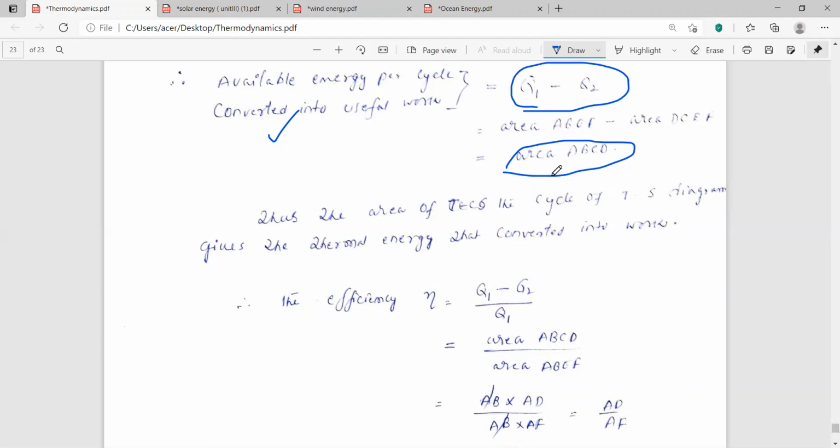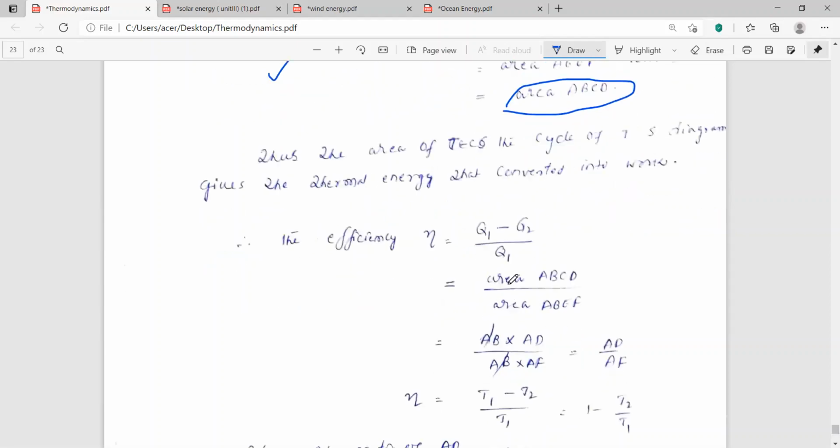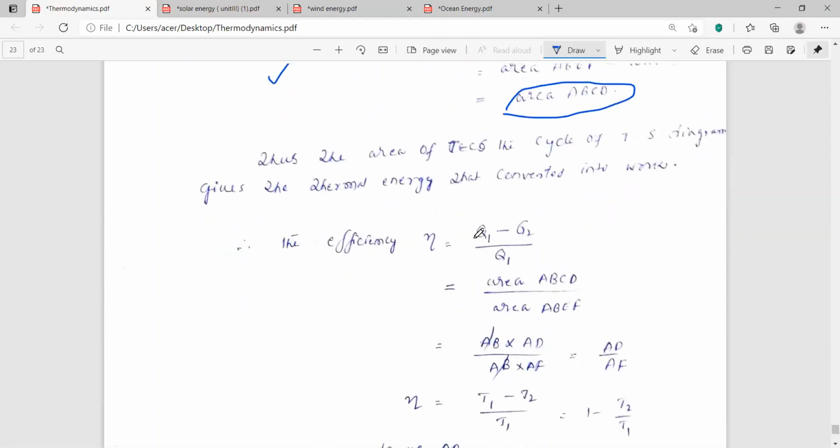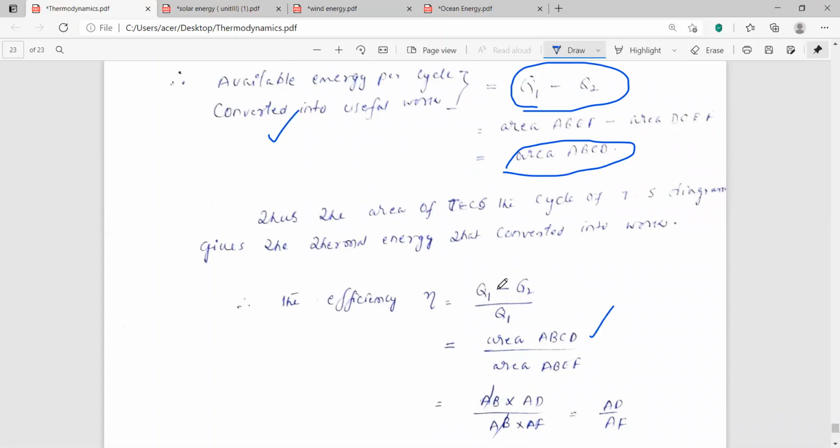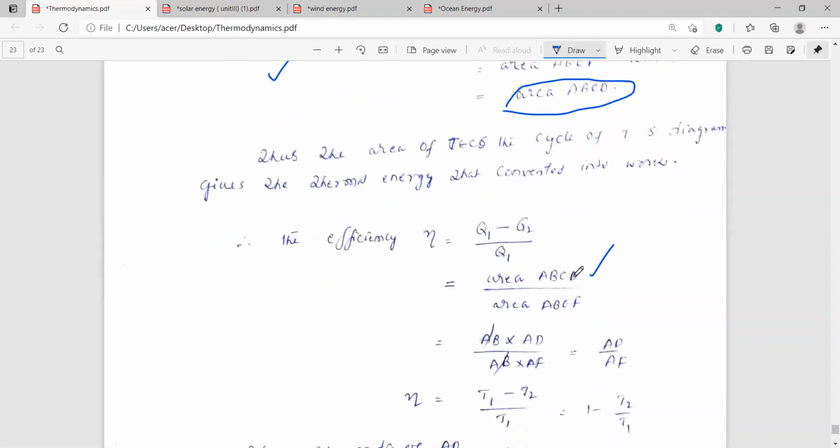Now let us see. We can show that the efficiency of a Carnot engine equals 1 minus T2 by T1. This can also be proved in the following manner. You know well the efficiency of a heat engine is Q1 minus Q2 by Q1. So what is Q1 minus Q2? The area of ABCD. What is Q1? The area of ABEF.